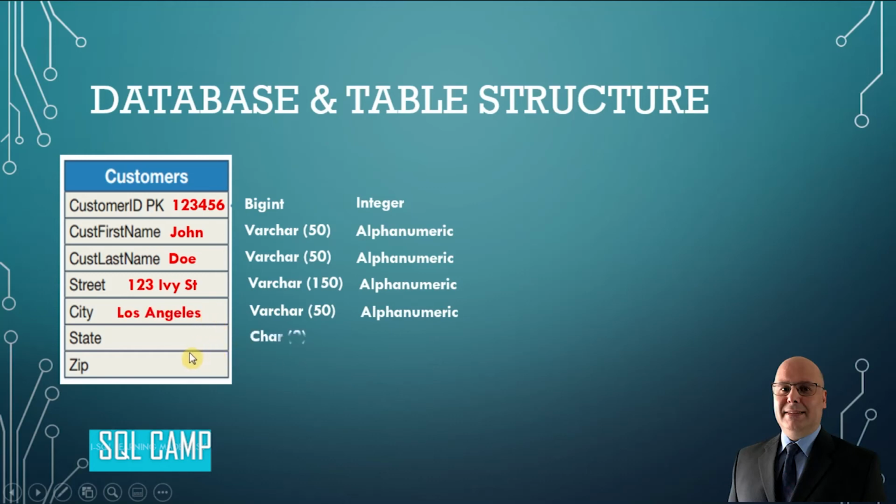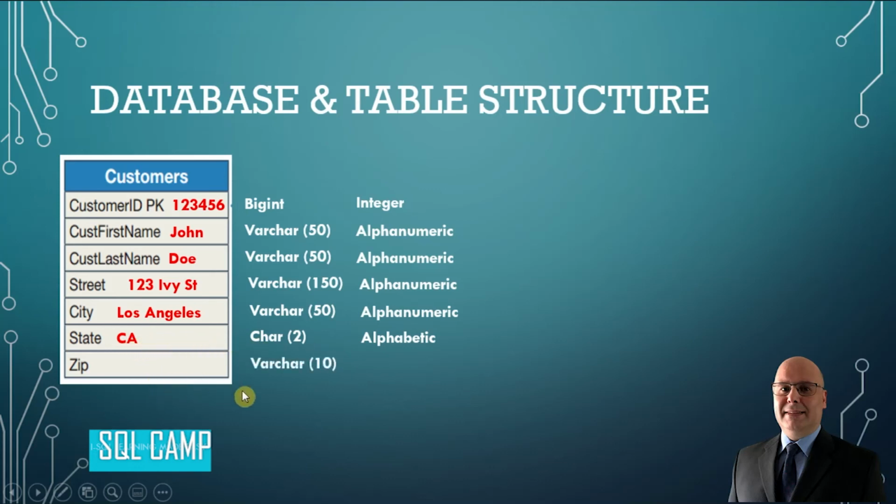And for the state, we gave it a char 2, or we can use varchar 2, which is alphabetic in this case. We'll give it 2 characters. Usually that's what we use for the state abbreviations. In this event here, we will be using CA for California.